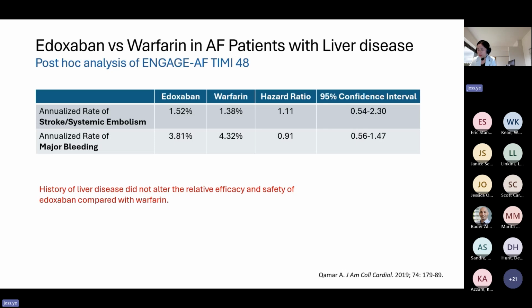This study had the limitation of limited power because of a relatively small number of events in the liver disease subgroup. Also, in my opinion, the history of liver disease was defined quite loosely and subjectively by site investigators without formal evaluation, and there could be some misclassification. Lastly, there's no representation of any patients with active or more advanced liver disease, and mostly they were patients with a mild liver condition.